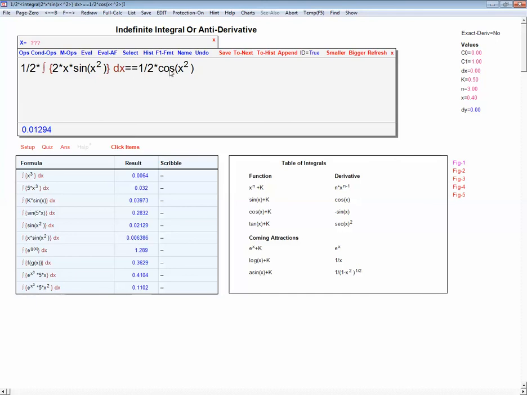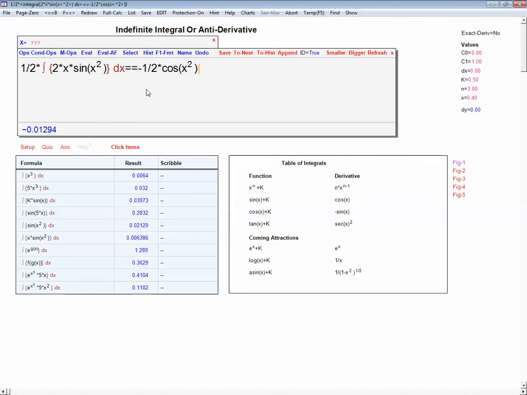You got to be careful here, because this one, is it a minus or a plus that I have here? So you got to just remember that the derivative of the cosine is minus the sine. So that means I should probably have a minus here.